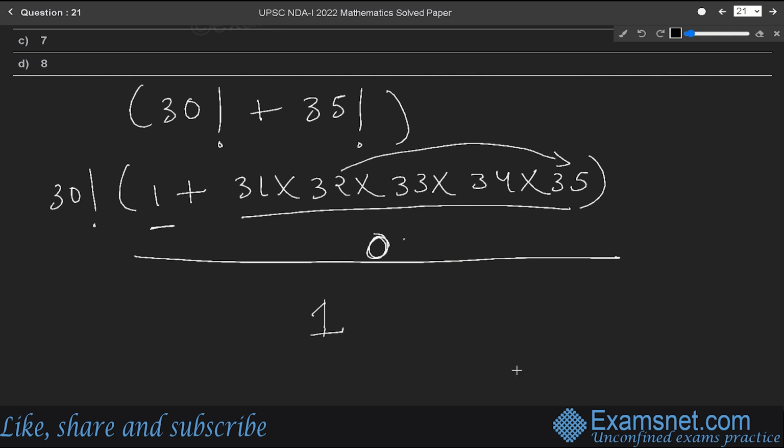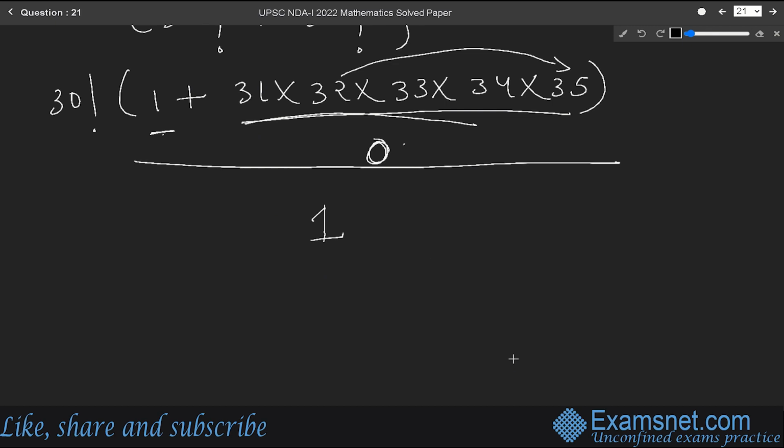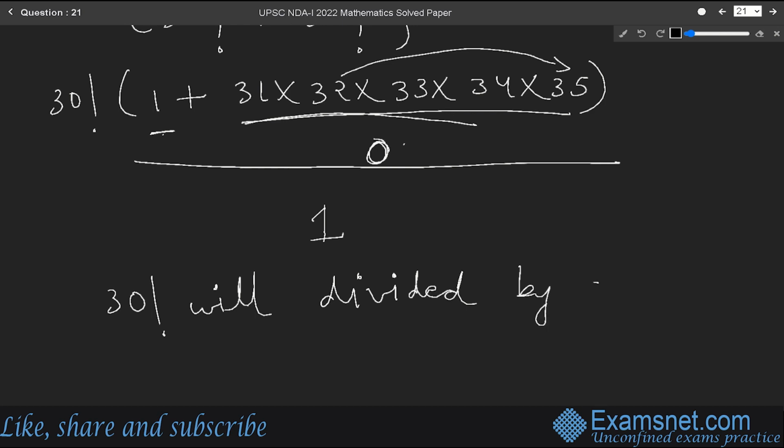See, it is very simple. If the unit digit of this term is 0 and we add 1 to it, then the whole unit digit will be 1. And we know that if the unit digit is 1, then it cannot be divided by 5. So only 30 factorial will be divided by 5. Have you understood this concept? It was a very basic concept.